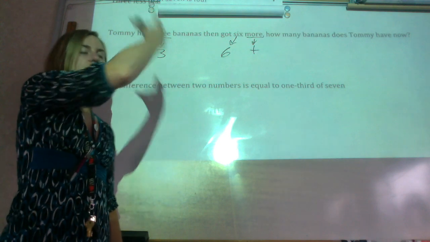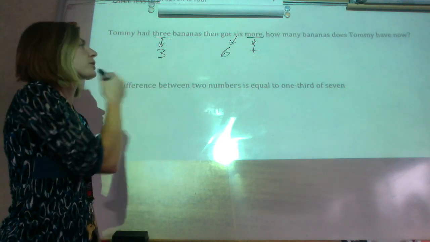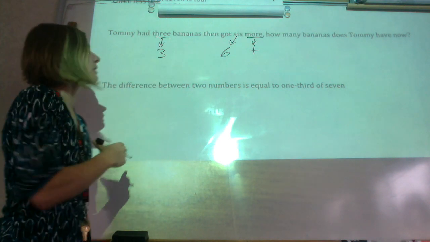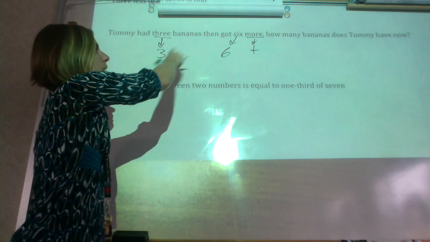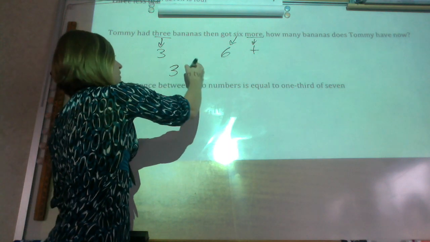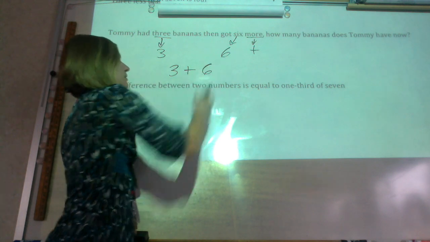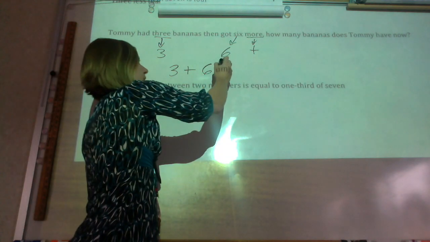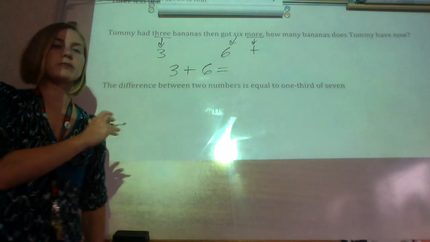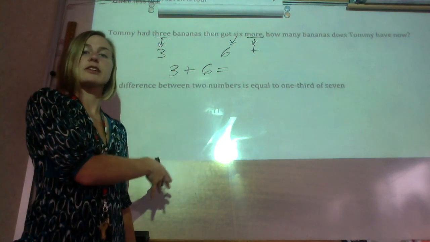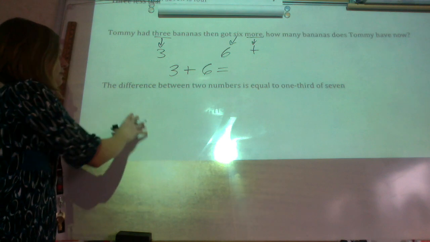In this case, things are not very directly translated. We can't do a direct translation down into an equation. We essentially need to think it through. Well, he started with 3 and then got more, so maybe it should be 3 plus. He started with 3, got more, and how many he got more was 6. Then we can solve it if we want to, but at this stage, we can just leave it like that. It's not actually asking us to solve. Now let's take a look at the next one.